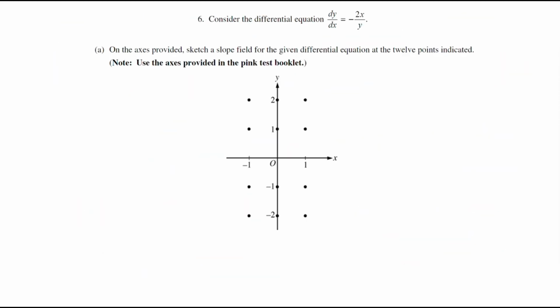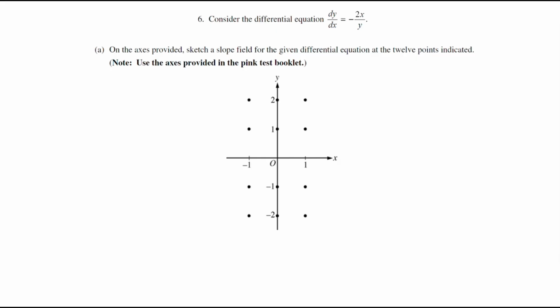All right, this is question number 6 from the 2005 AP Calculus AB exam. This is a differential equation FRQ. And in part A, they just want us to sketch a slope field at the 12 indicated points.